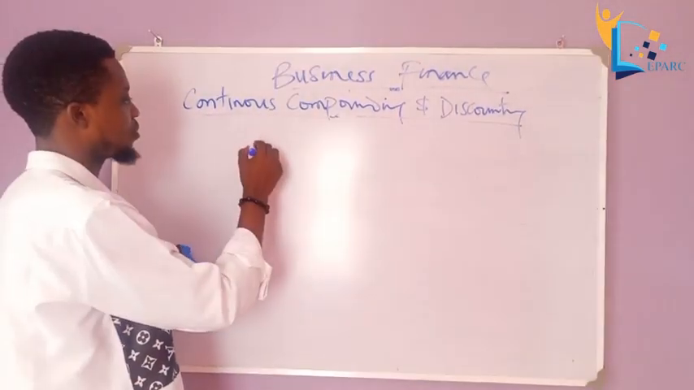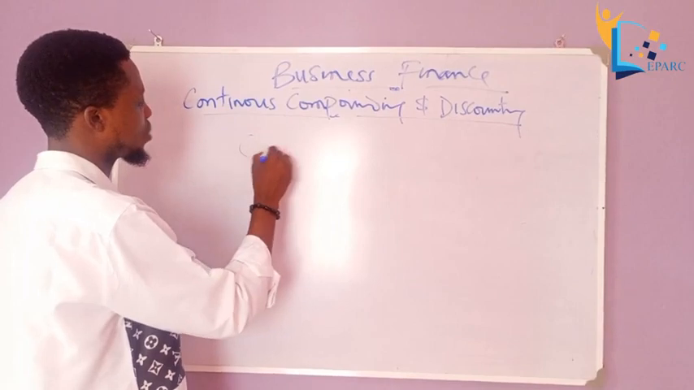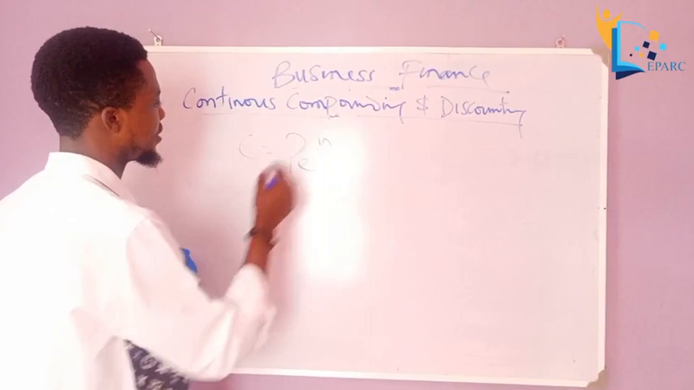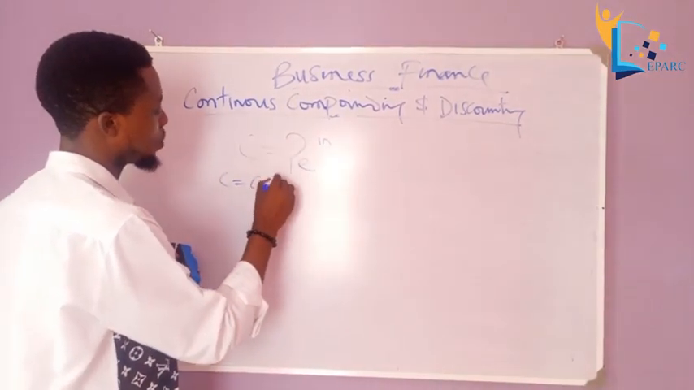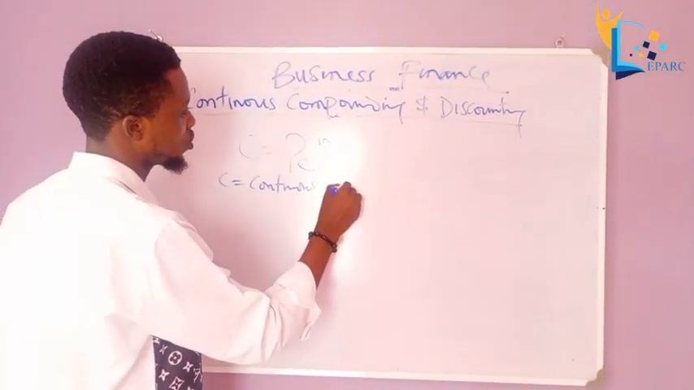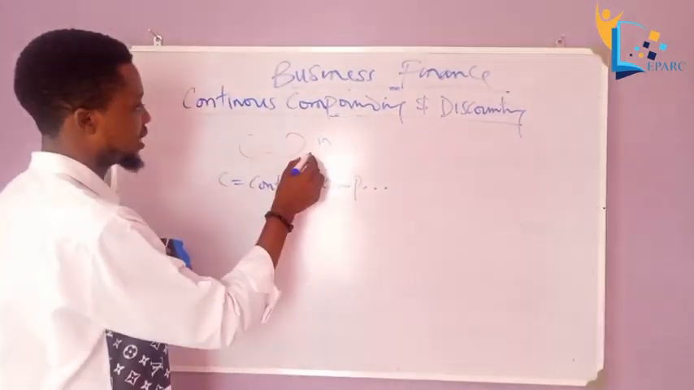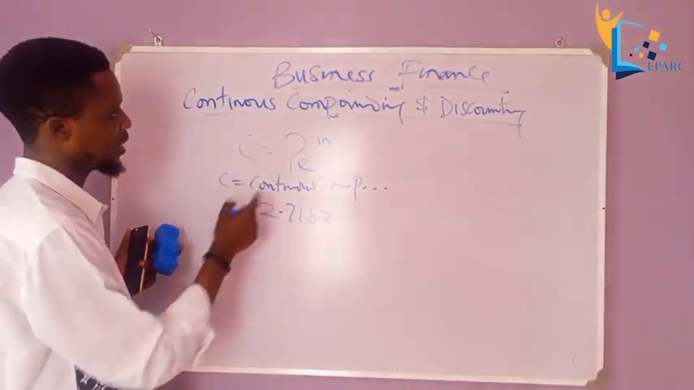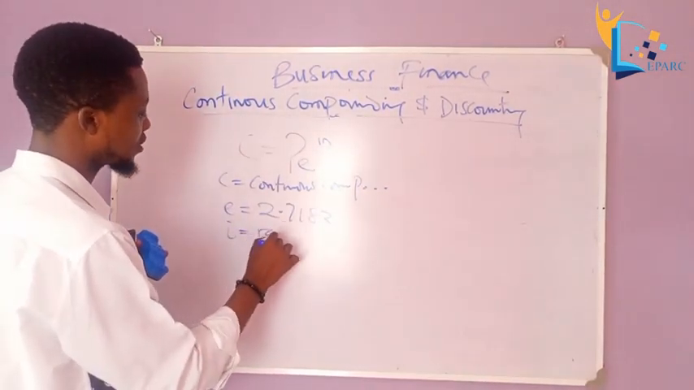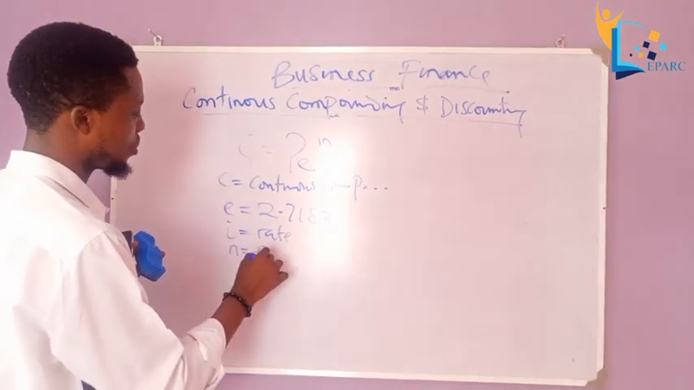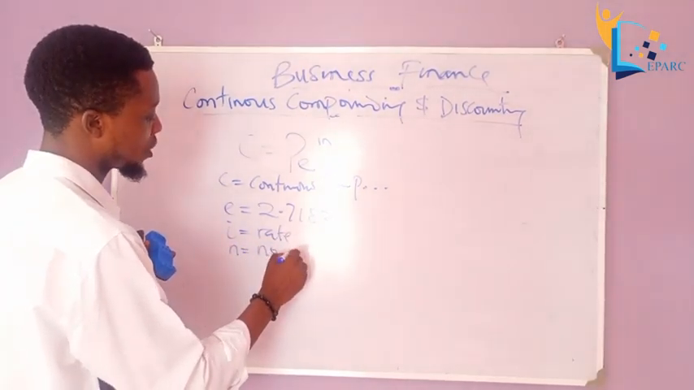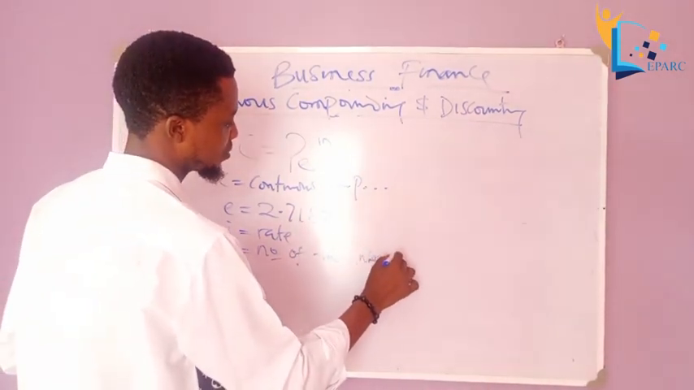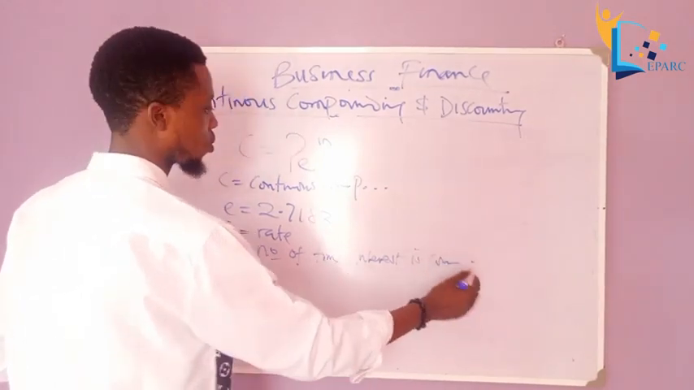Now we have the formula for finding this. C is equal to P E raised to power IN, where C is equal to continuous compounding. Then E is equal to 2.7183. Then I is equal to the rate, then N is equal to the number of times interest is compounded.